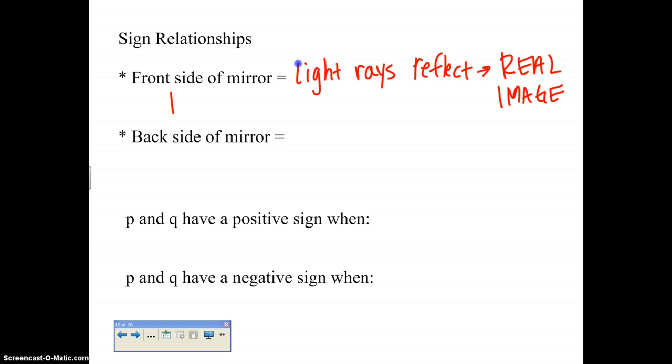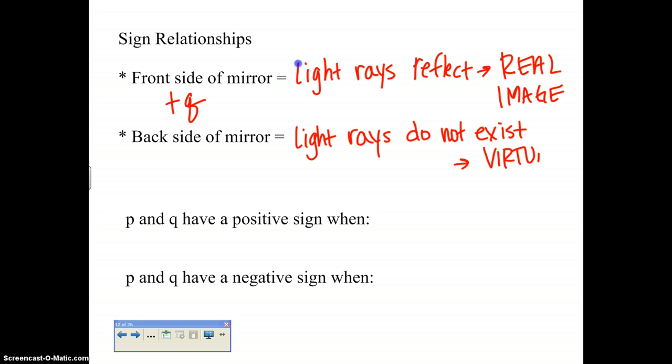If you form a real image, that means that you're going to have a positive Q in your givens, or if you solve for Q, the image distance, then it's going to be a positive value. Whereas if the image falls on the back side of the mirror, then that means that the light rays do not exist and a virtual image is formed. So that's going to be a negative Q value. So either your givens are going to have a negative Q or your value that you're going to solve for is going to have a negative Q.